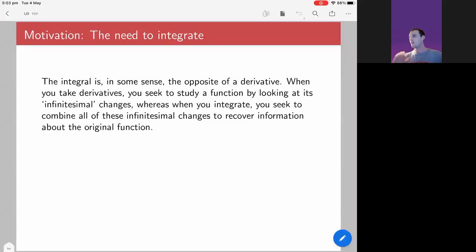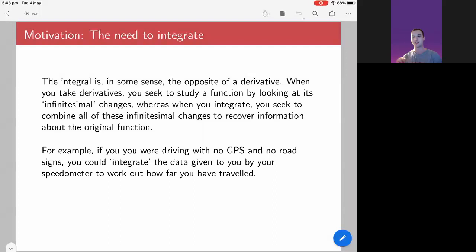Well, I gave you the speedometer example when I was trying to motivate derivatives for you, so I thought I may as well try and use that same example to explain to you why integration is important, or at least explain what you can do with integration. Let's say that you were driving. Let's say you did not have a GPS. You're driving in the middle of nowhere. There are no road signs anywhere. You want to have an idea about how far you've traveled. How would you do this?